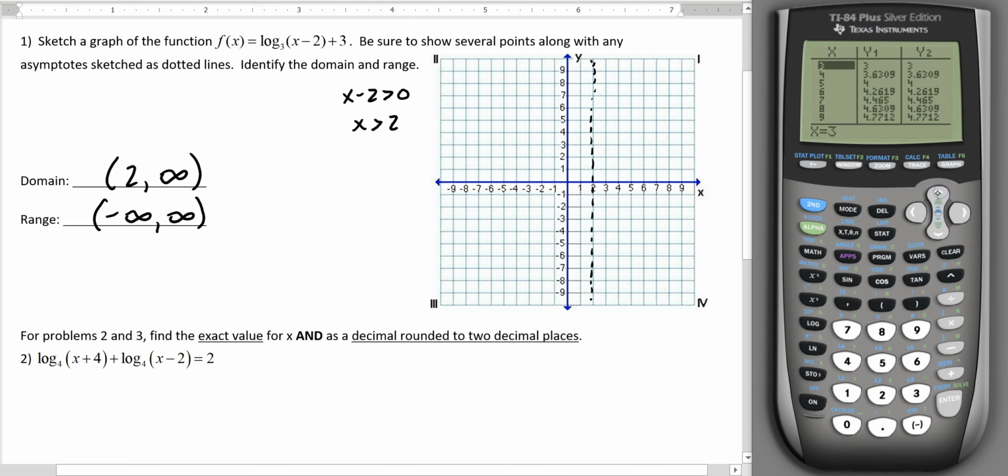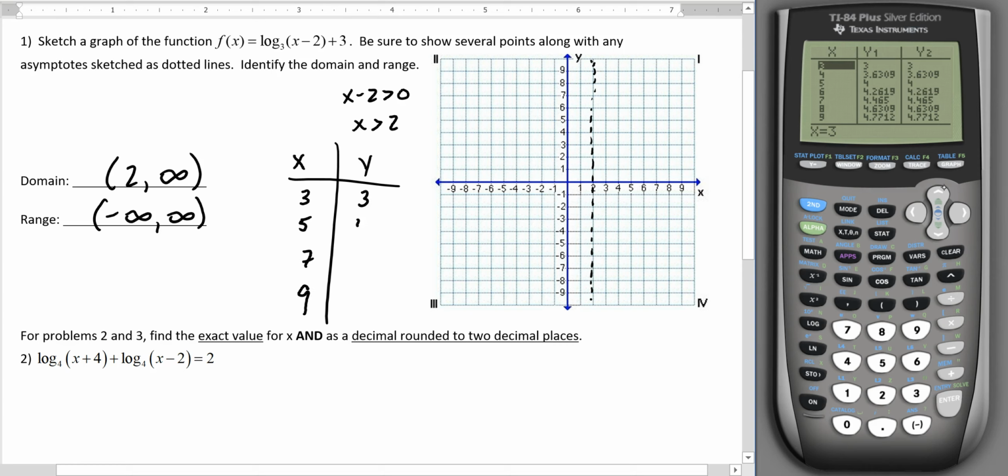That is okay. So let's make a table, X, Y. I'm just going to go with odd numbers here: 3, 5, 7, and 9. So 3 is 3, 5 is 4, 7 is 4.47, 9 is 4.77. And then I can plot these points here: 3, 3, 5, 4, 7, 4.47, 9, 4.77.